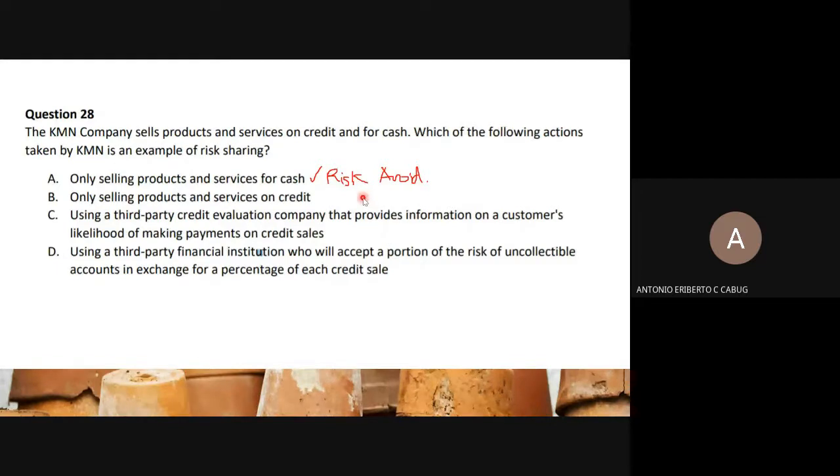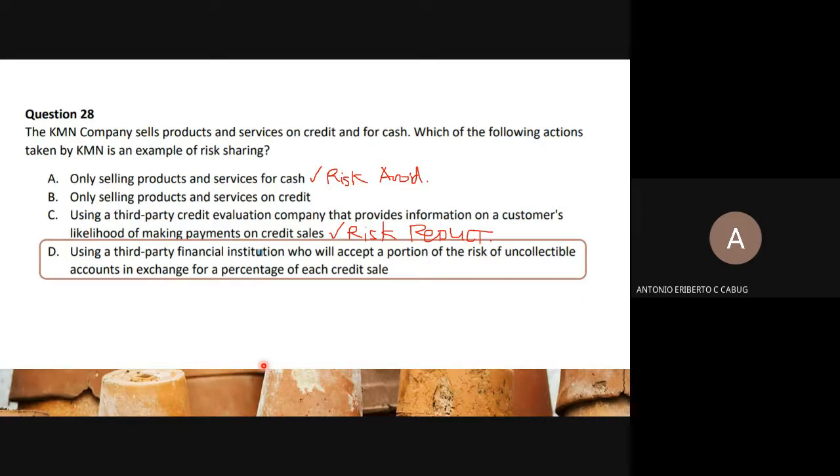Letter A. Okay? Letter B will worsen your situation. Gusto mo utang lahat, edi lalala lalo yung risk mo. Okay? Letter C, using a third-party credit evaluation company that provides info on a customer's likelihood. Okay. This is going to increase the chance, no, that payment will be made. So this is called risk minimization. Risk minimization or risk reduction. Letter C is an example of risk reduction. Anyway, ano yung tanong? Ang tanong, risk sharing. Risk sharing is like a risk transfer, no?